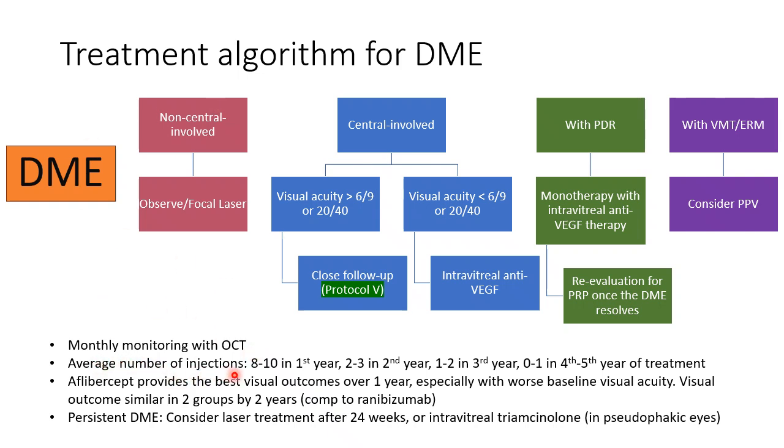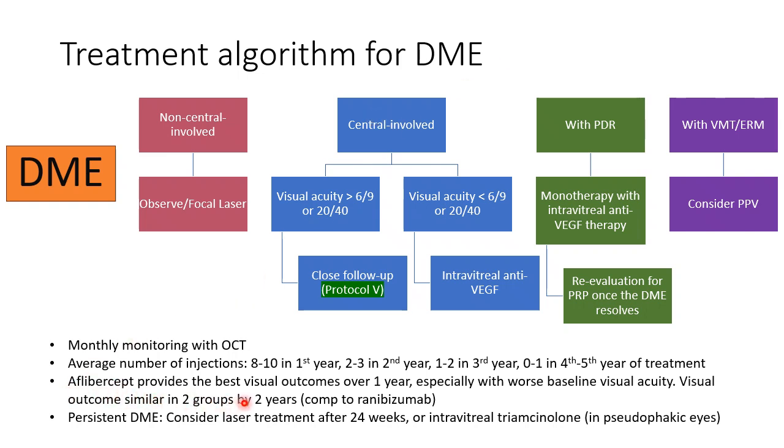The average number of injections is 8 to 10 in the first year, and then it decreases to 2 to 3 in the second year, 1 to 3 in the third year, and 0 to 1 in the fourth and fifth year of treatment. So it's going to take 4-5 years or more, and so many injections, and mind you, these injections are costly. So the second line I've just put here is to emphasize the treatment burden of repeated anti-VEGF injections for diabetic macular edema.